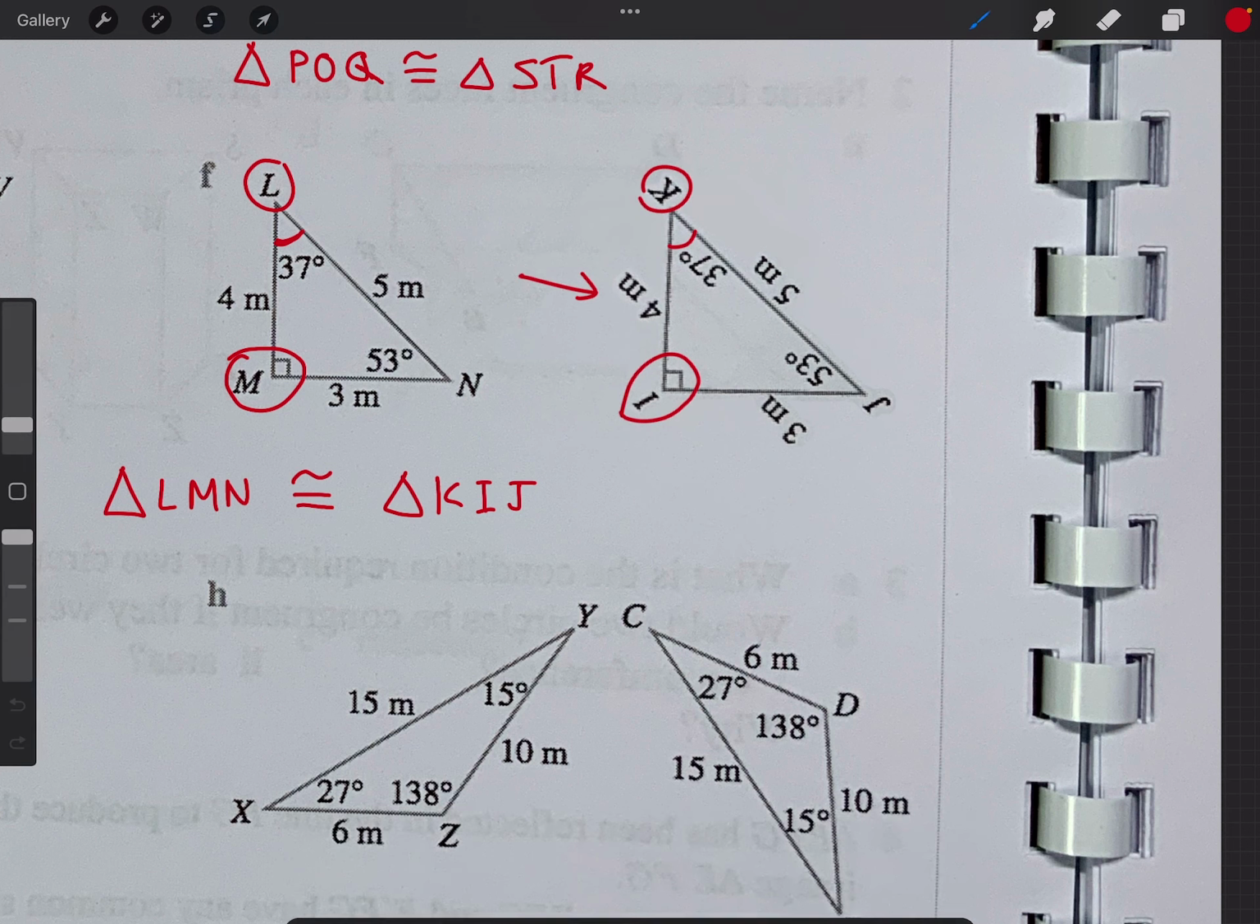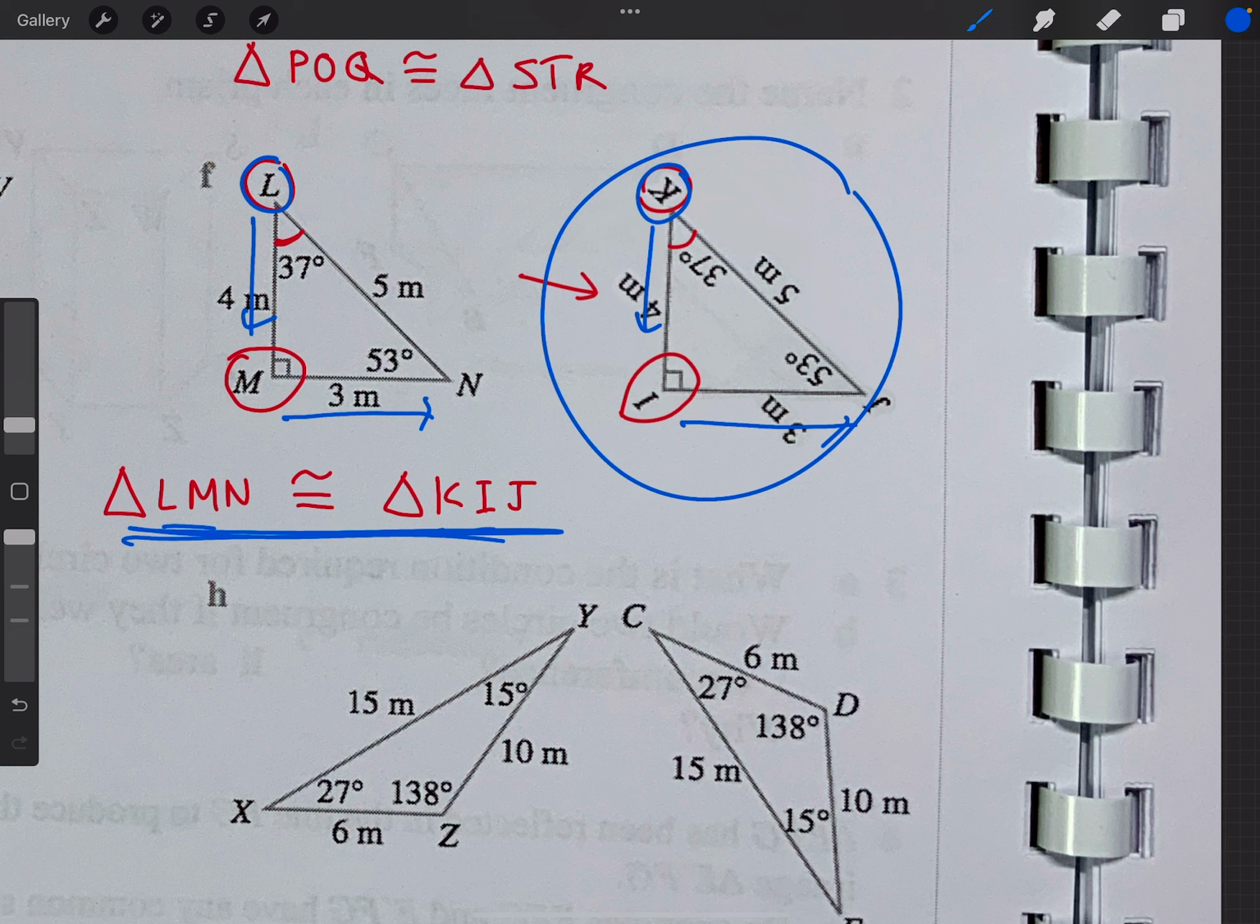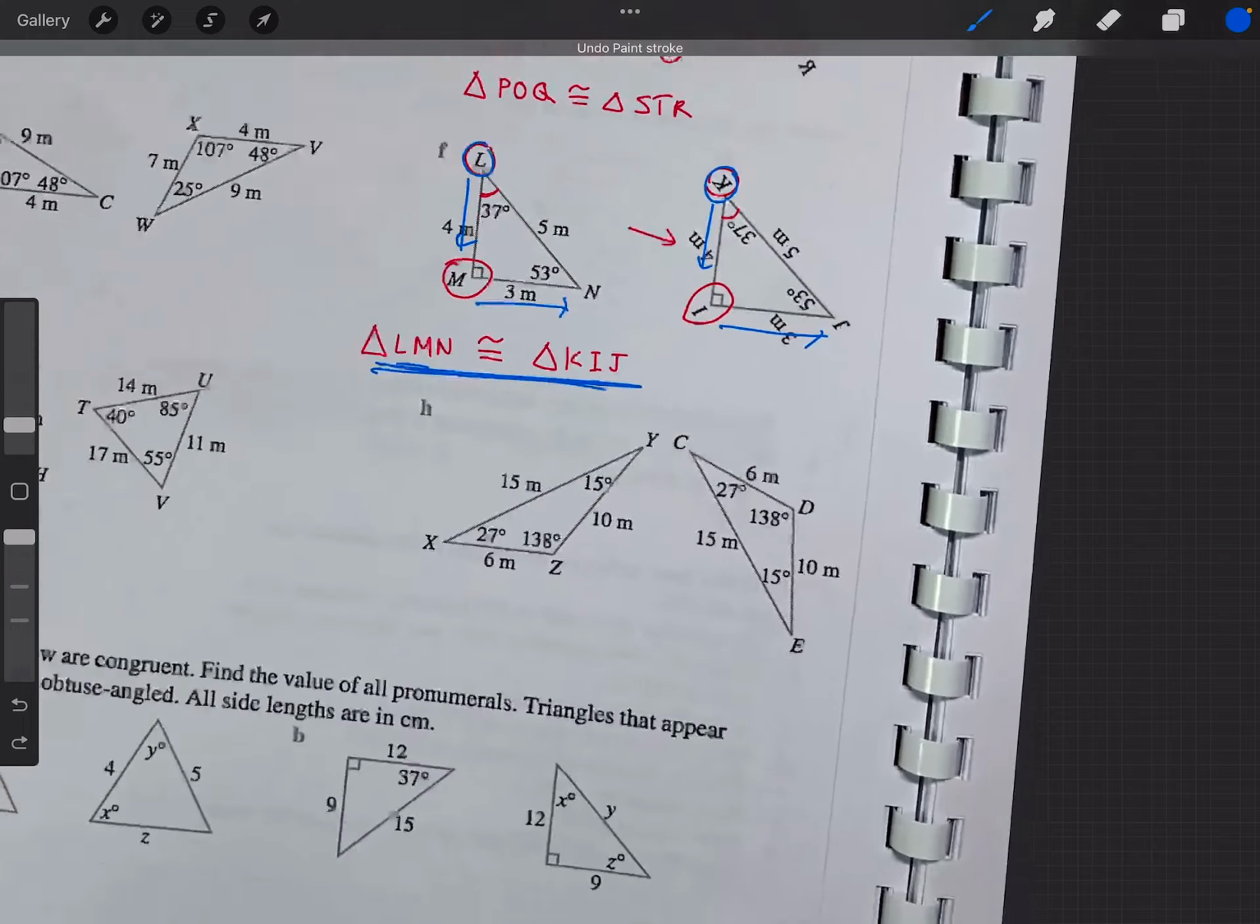There you go. So, I start from L, I went to M. So I start from K, I go to I. K-I, L-M, okay? Then I go from M to N, so I go from I to J. And you can see that's written there correctly as well. So you can rotate the second triangle to match the first triangle, and then you can write the correct order. But you don't even need to do that. You just have to find out what vertices match what angle.